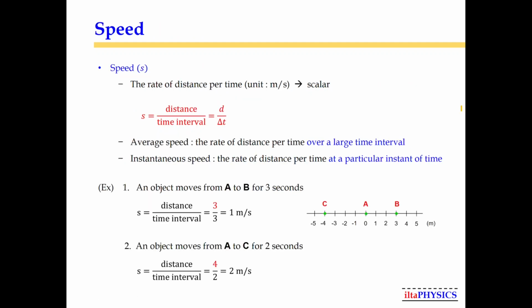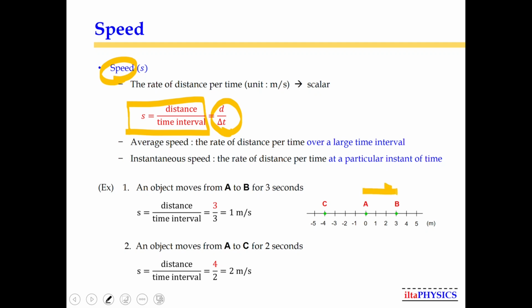Once we include time, we can define speed. Speed is defined as the total distance traveled divided by the total time taken. Alright, let's do a quick calculation. For example, if an object moves from A to B 3 meters in 3 seconds, the speed is 1 meter per second. Already done the math in your head?